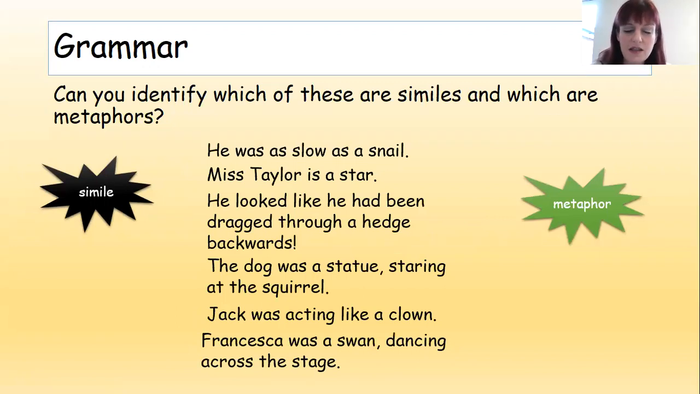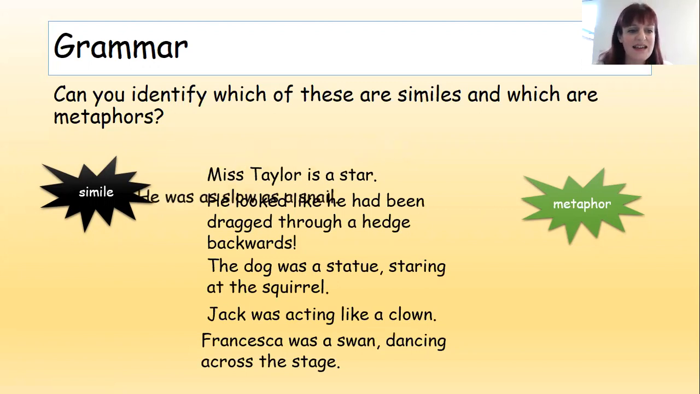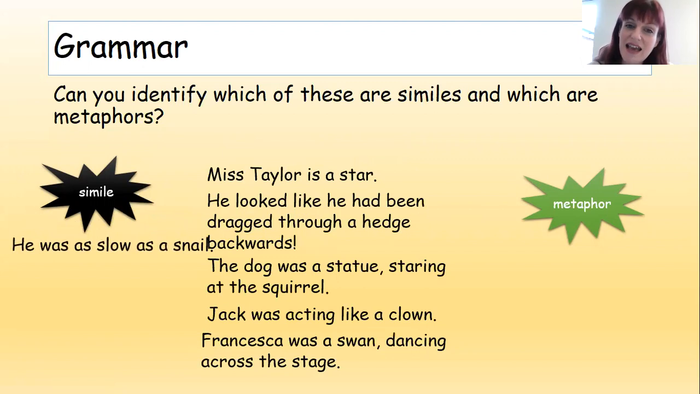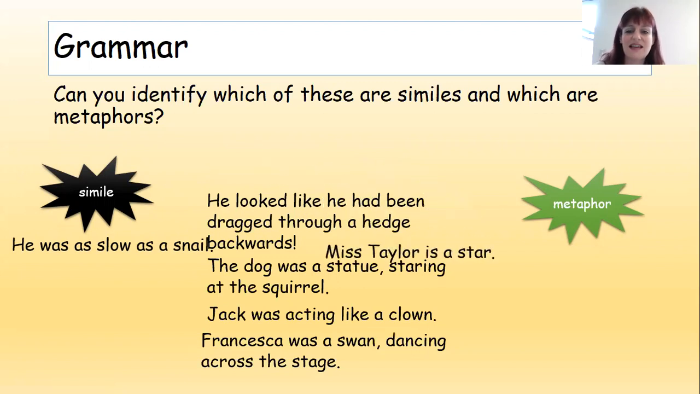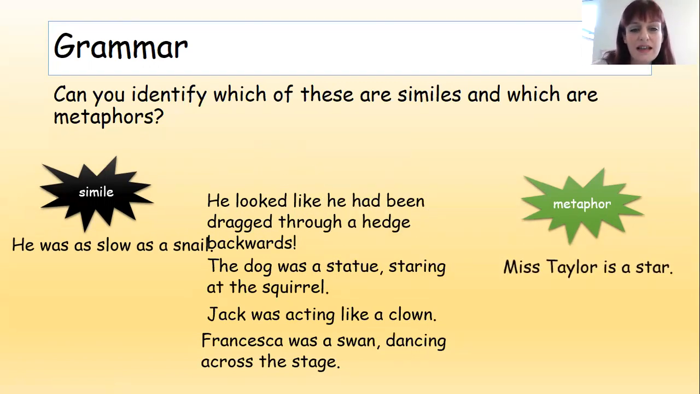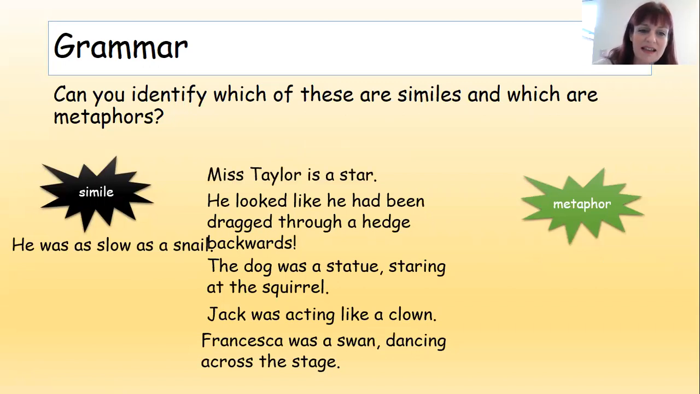So he was as slow as a snail. Hopefully you have remembered that similes use the words like and as to indirectly compare something to something else. So he was as slow as a snail is a simile. Okay, Miss Taylor is a star. We're not using like or as in this particular sentence. We are directly comparing Miss Taylor to a star. She is not literally a star, clearly, because that would be a burning ball of gas, but it is indeed a metaphor.